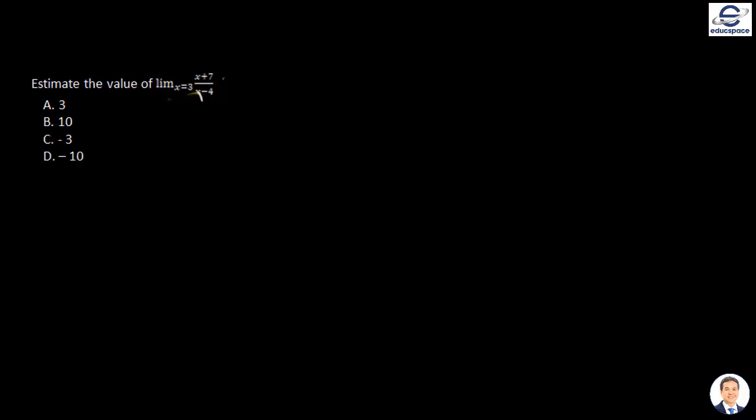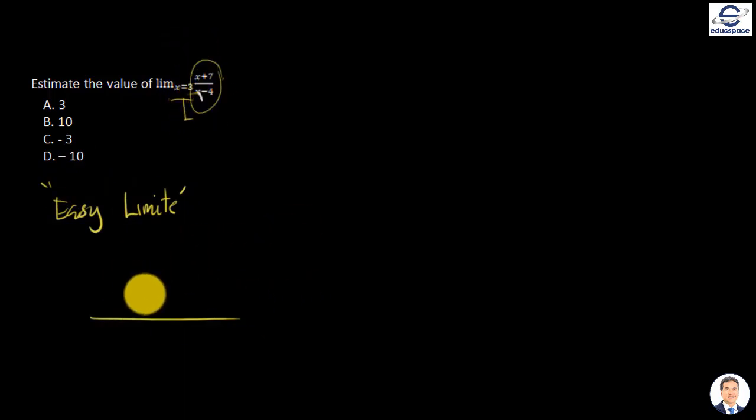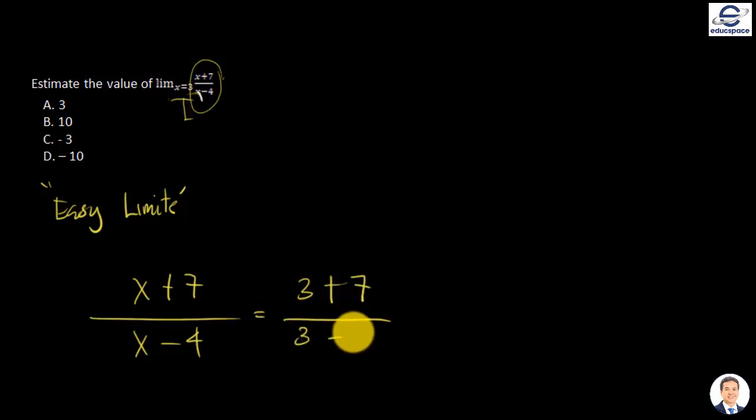Estimate the value of (x + 7)/(x - 4), wherein the x value approaches 3, or the limit is 3. So this one is a kind of easy limit, wherein we can simply plug in the value of x into the equation. So again, we have x + 7 over x - 4, wherein the value of x is equivalent to 3. So we have (3 + 7)/(3 - 4).